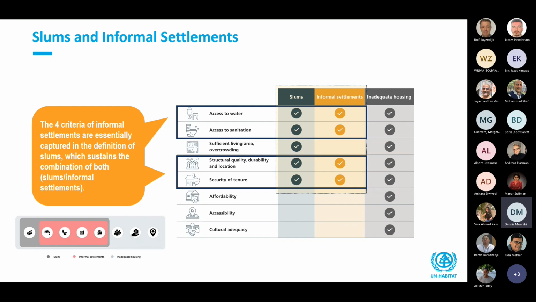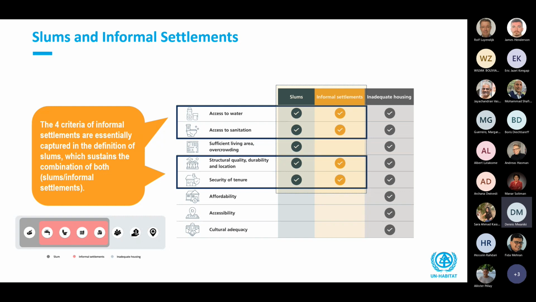So in the current data that I was showing, about 1.1 billion people living in slums, this is actually based on the analysis of households where people don't have improved water and sanitation, where the structural quality and the location or security of tenure is lacking. A second important thing is on the aspect of the inadequacy of housing.